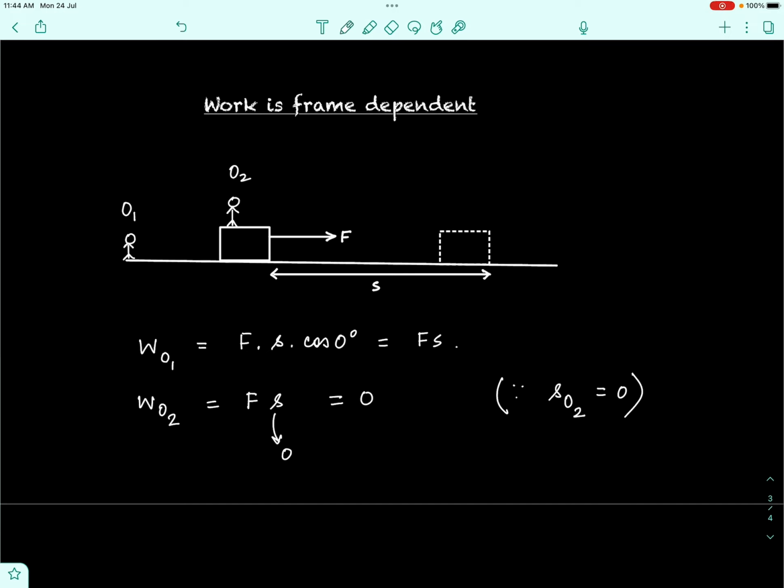So understand that force though does not depend upon the frame, the displacement of any system is dependent on frame, and hence the work done, which depends upon that displacement, is also frame dependent.